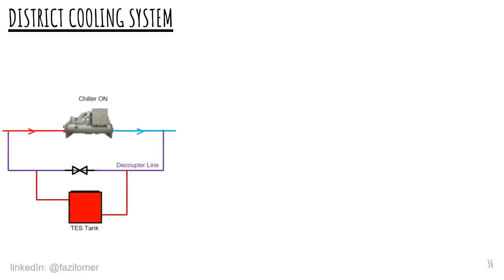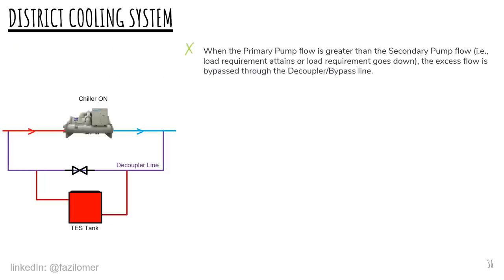Now, let us discuss the use of the decoupler line and thermal energy storage tank. When the primary pump flow is greater than the secondary pump flow, that is, when the load requirement goes down, the excess flow is bypassed through the decoupler line. Please note that the decoupler line is also known as the bypass line.